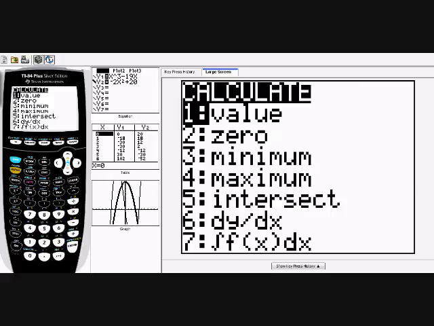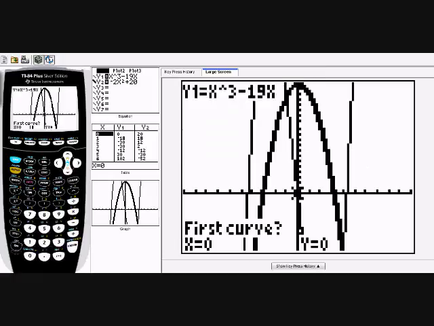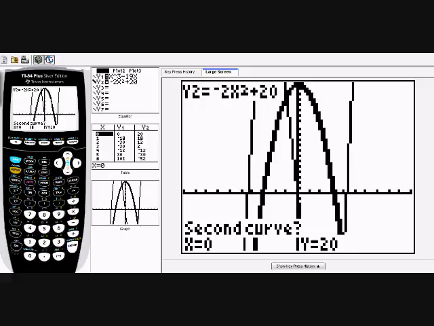Second trace, and then number 5. First curve. It says y1. Yeah, that's my first curve. Second curve. Yeah, just hit enter, sorry. For the first two questions, just hit enter. If we have three equations, then you've got to figure out which one it is you want to find the intersection of. And now the guess.